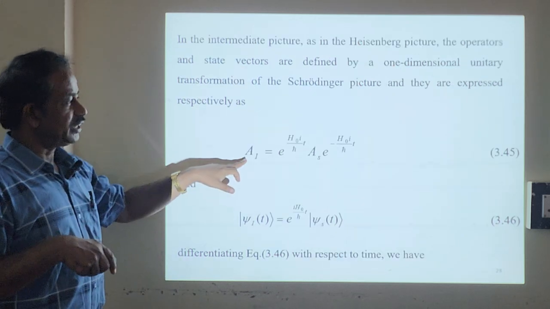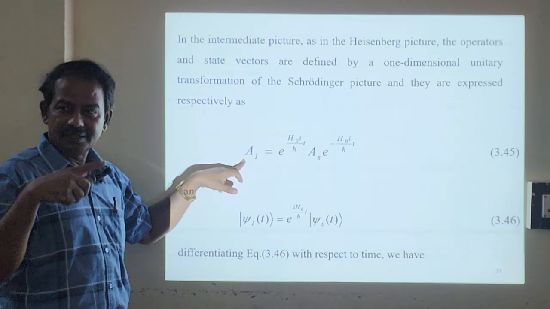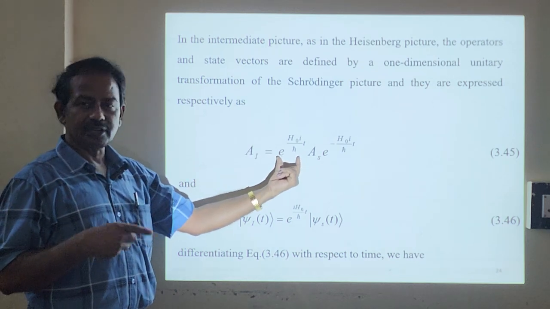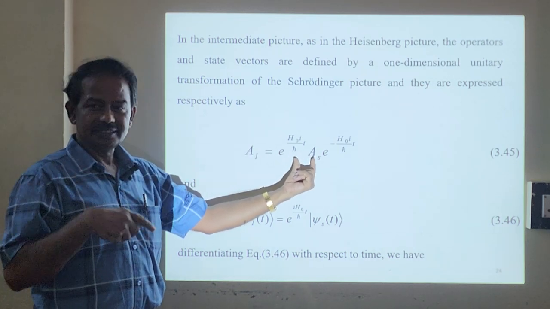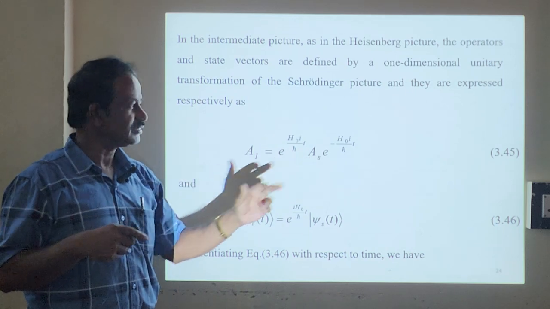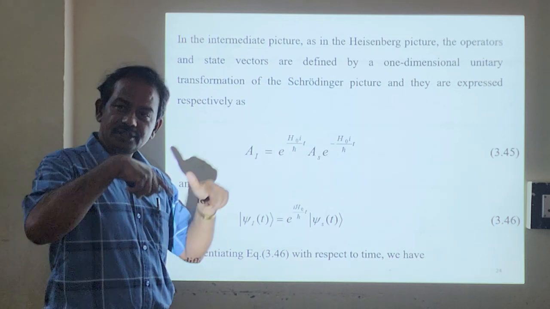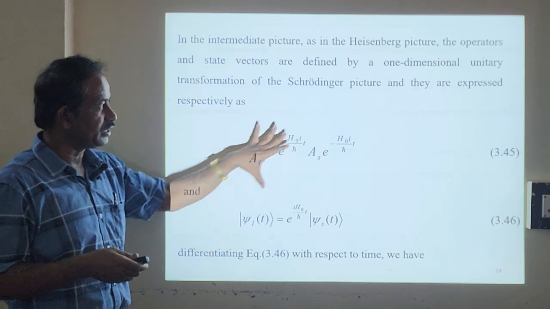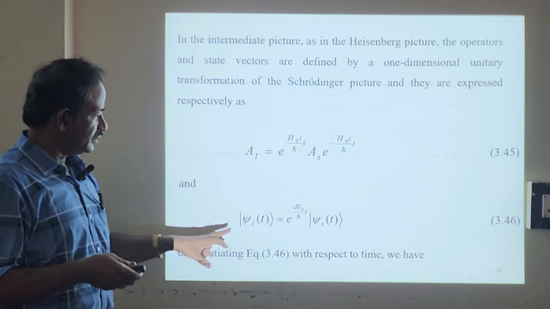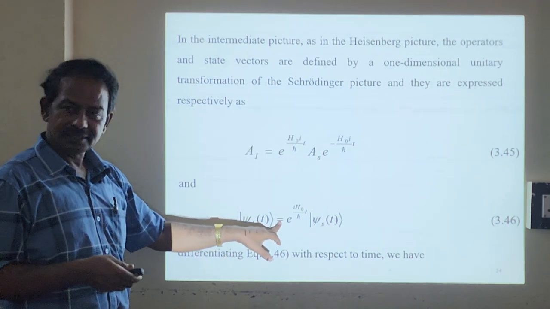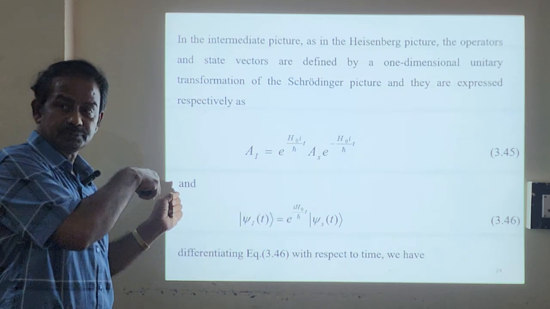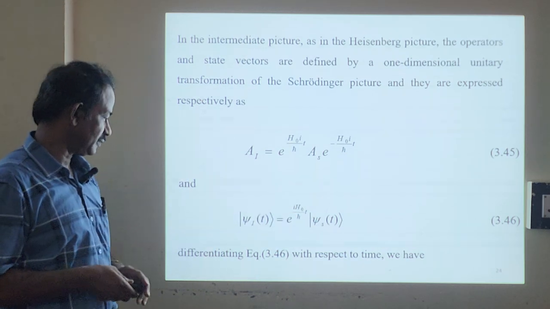Now, as usual, we will take the same method. A_I equals the unitary operator U dagger sandwiched with A_S, so A_S sandwiched between U dagger and U, which is nothing but your A_I. So we know this already. Similarly, psi_I of t equals U dagger with psi_S of t, that also we know already. So we have taken these two ideas from those two pictures.